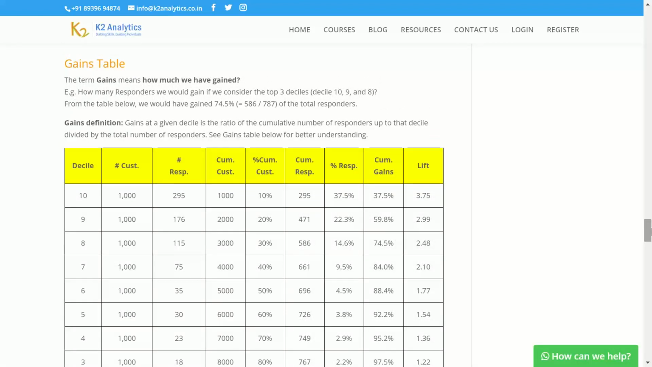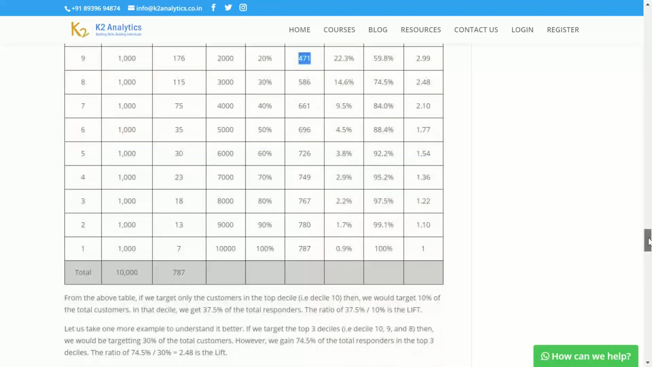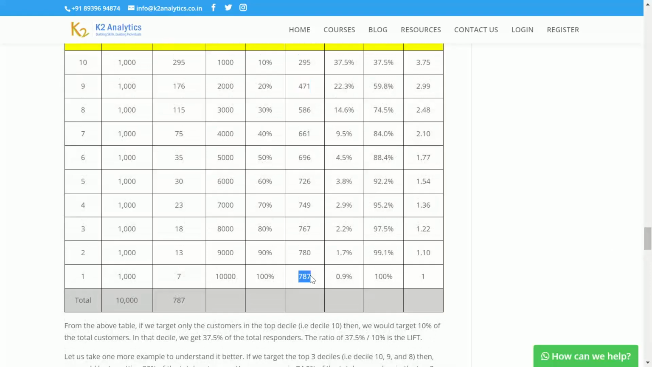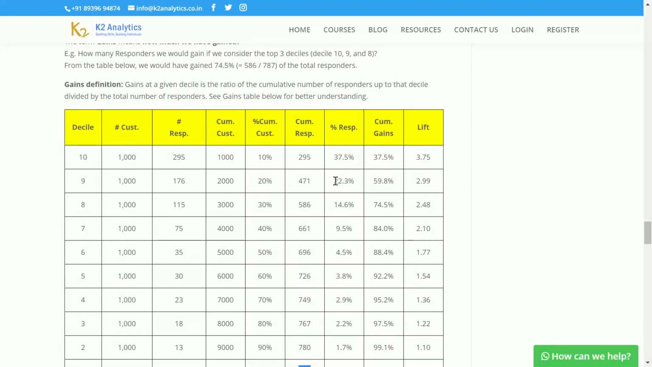The term gains means how much we have gained. So if I target the top 2 deciles, I would have got 471 responders out of the total 787 responders. This 471 out of 787 is 59.8 percent of the total responders.